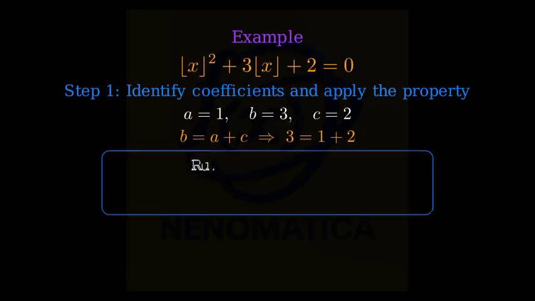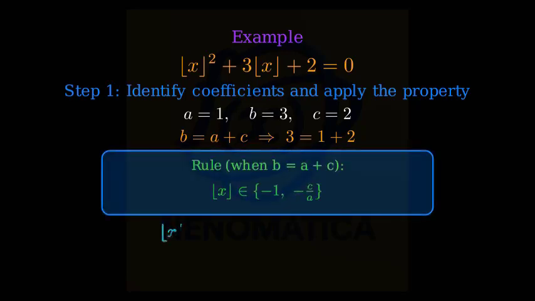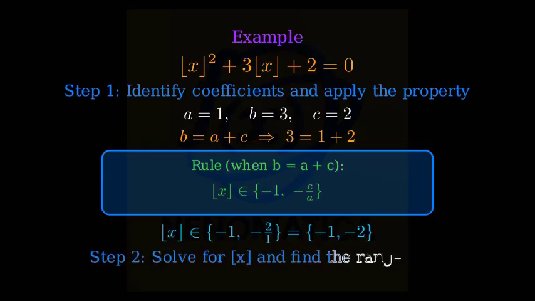Since it holds, the algorithm tells us the roots for floor of x are negative 1 and negative c over a, which is negative 2. Step 2. Solve for the floor values and convert them to x ranges.